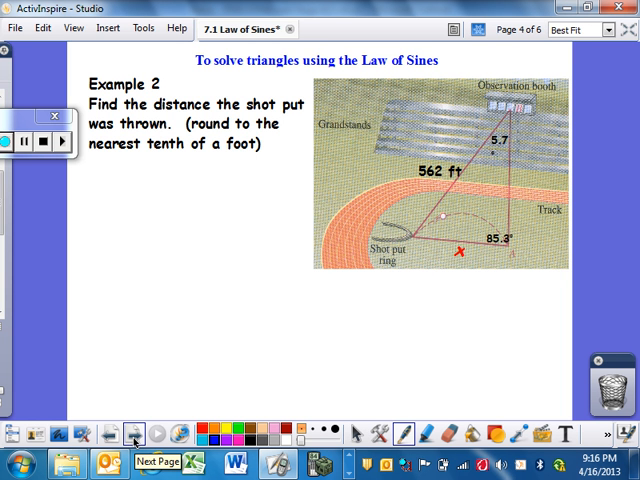So here's kind of a picture that I grabbed off the internet. Find the distance the shot put was thrown off this picture. So if you kind of look at the diagram, it shows that we're 562 feet from the observation booth, or the press box, whatever way you want to think about it. We don't know this distance at all, but I know that the angle from the dude in the press box looking in at the shot put is 5.7 degrees. And I know that it's 85.3 degrees down here for whatever reason. I want to know how far the shot putter threw the shot put. So that's what I'm looking for.